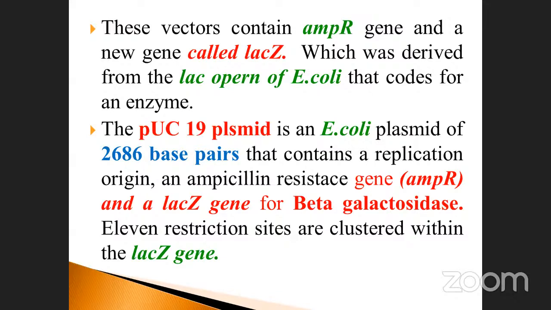These vectors contain the AMP resistant, that is ampicillin resistant gene, and a new gene called lacZ. Which one do you know? The pUC. Don't forget me. Here the additional one is the lacZ. But here the absence of which one do you know? Tetra. Instead of tetra, which one is present?